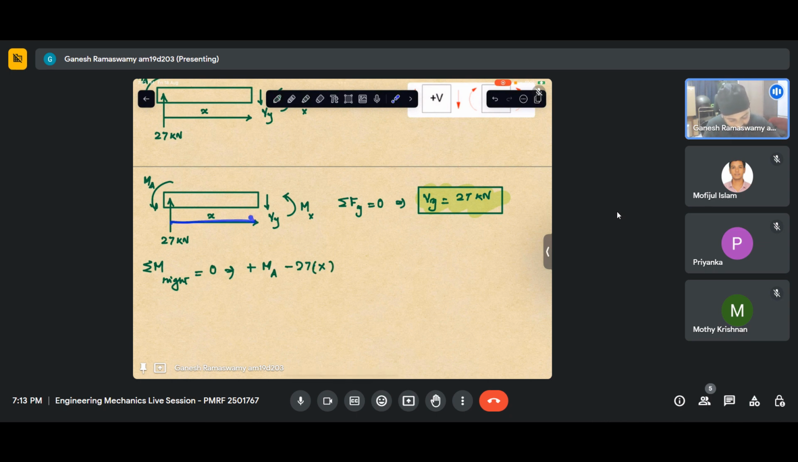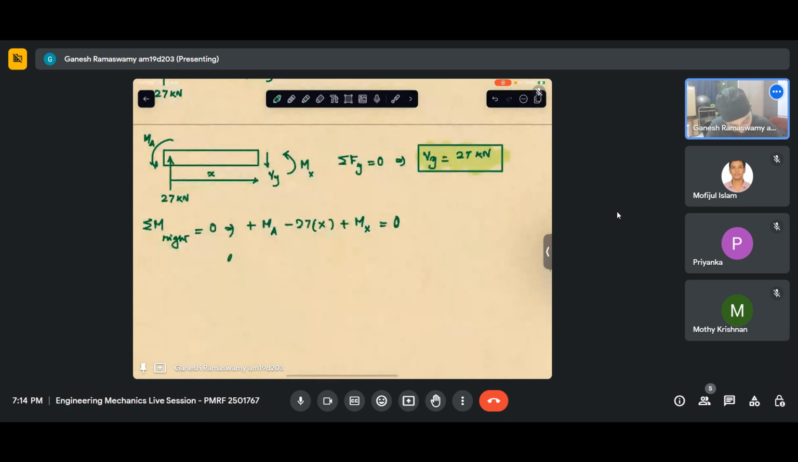So this will create a clockwise moment there, which will be 27x. Vy will not have any contribution. Mx is in the positive x direction, positive, it is in the anti-clockwise direction. So it will have a positive contribution, equals 0. This gives me Mx. The equation for Mx is 27x minus Ma.